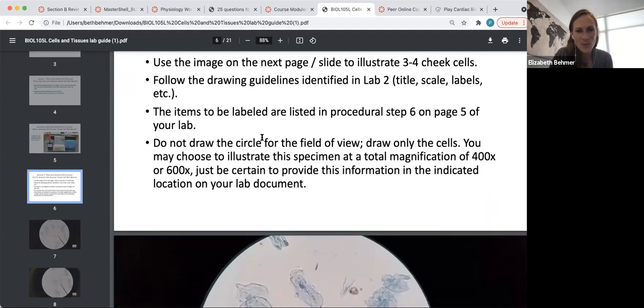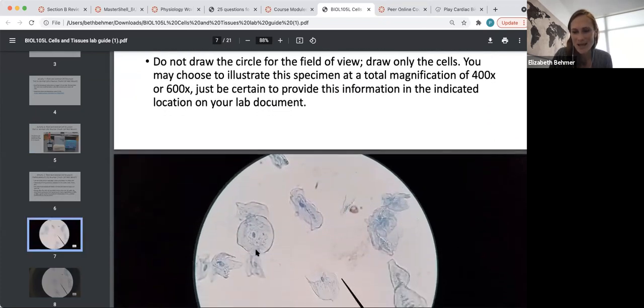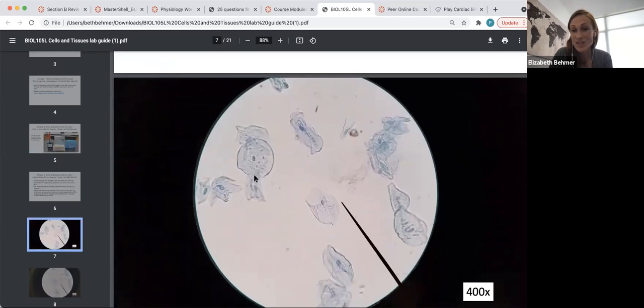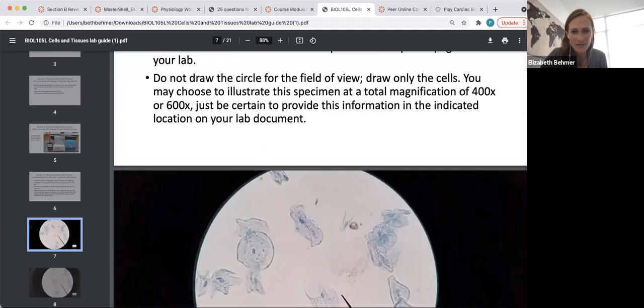And then I think what we include for you is just a sample cheek mount slide. So looking at some cheek cells, not of your own, but of the instructor who created this lab manual. And then you'll need to answer some questions as you're looking at this sample cheek mount slide of the cheek cells. Keep in mind that it's telling you the magnification right here. So you're looking at these cells at 400 times magnified.